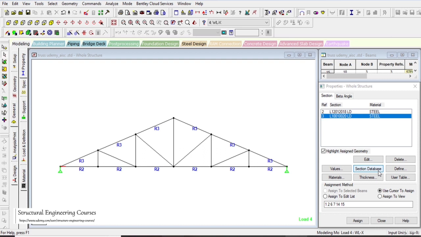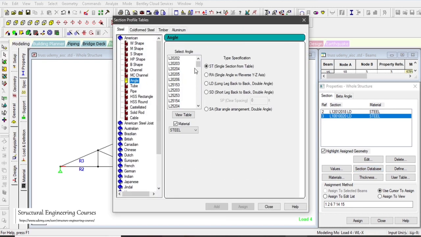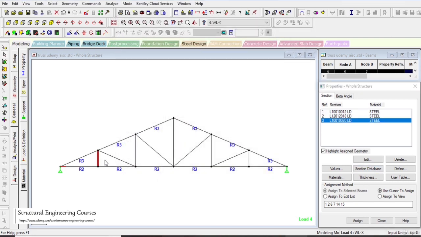Or what we can do is that we can also increase the size of these members here. So we can go to the angle here, and we can select 100 by 100 by 12 long leg back to back double angle.